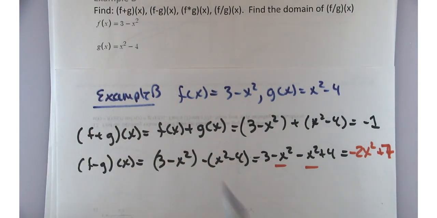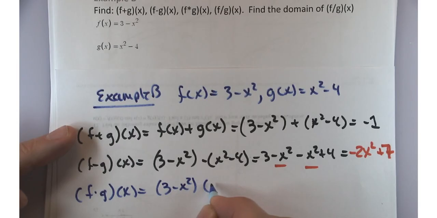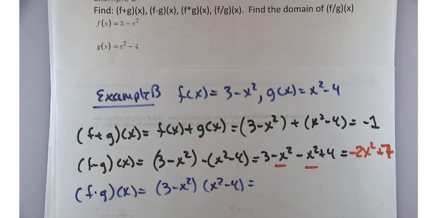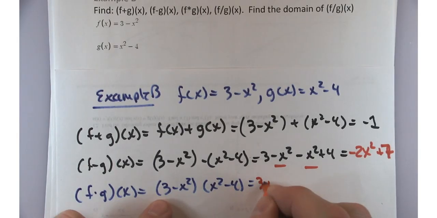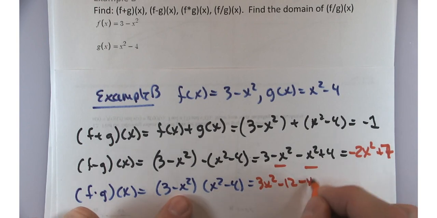Let's do f times g of x. So it's going to be 3 minus x squared times x squared minus 4. What do you suppose I got to do with this one? What's the word that you think of when you multiply binomials together? Yeah, distribute or FOIL. I mean, most people remember with the acronym FOIL. So you're going to get 3x squared minus 12 minus x to the 4th, and then plus 4x squared.